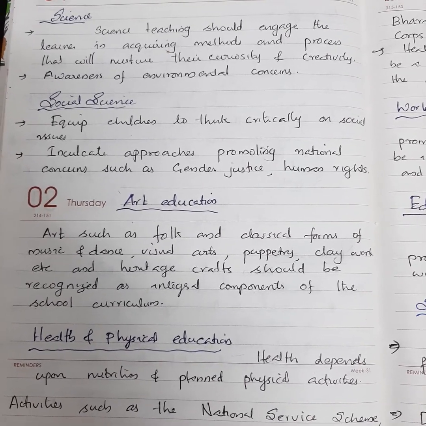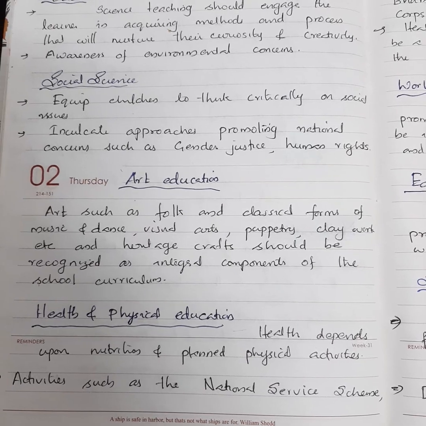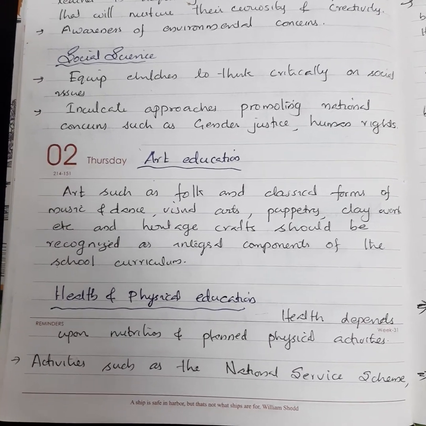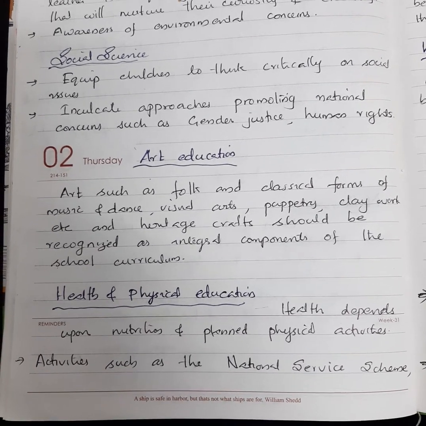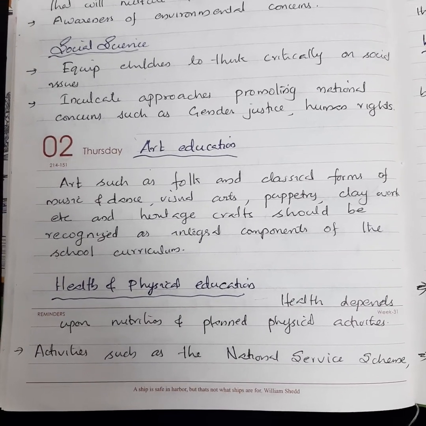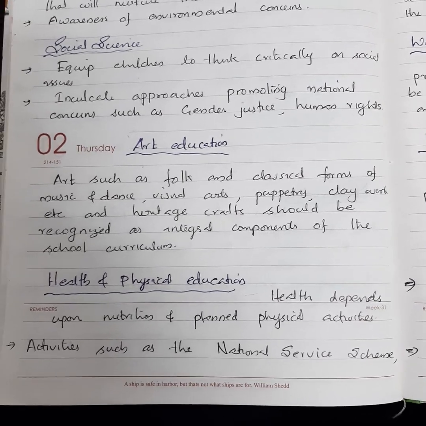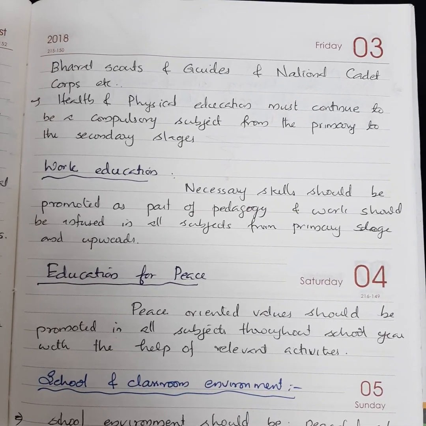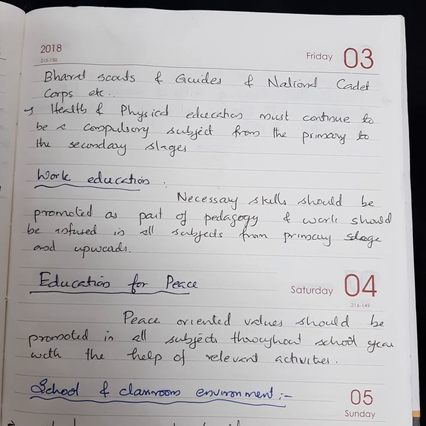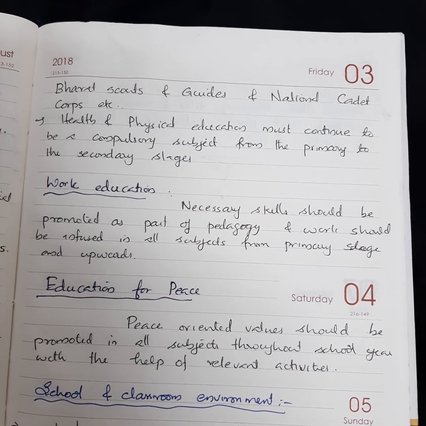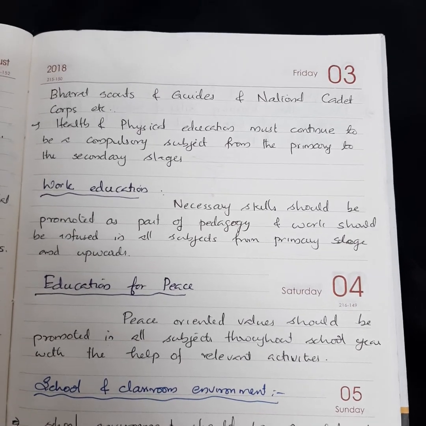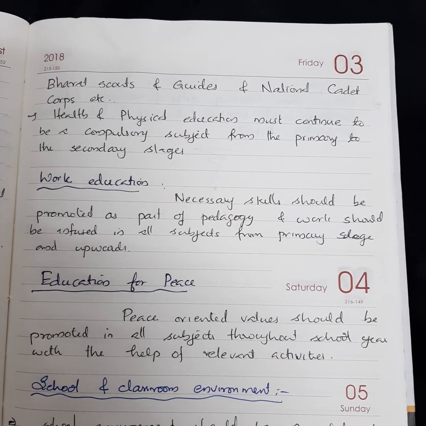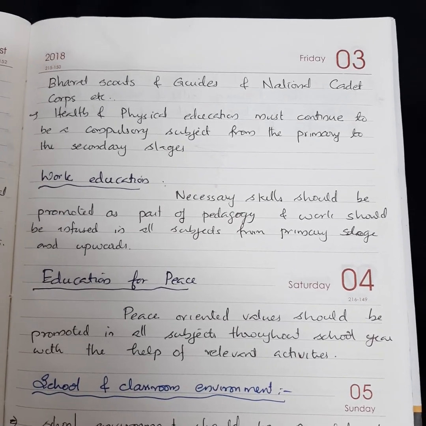Next is health and physical education. Health depends upon nutrition and planned physical activities. So, a curriculum should include activities such as National Service Scheme, Bharat Scouts and Guides, and National Cadet Corps, etc. Health and physical education must continue to be a compulsory subject from the primary level to secondary stages.